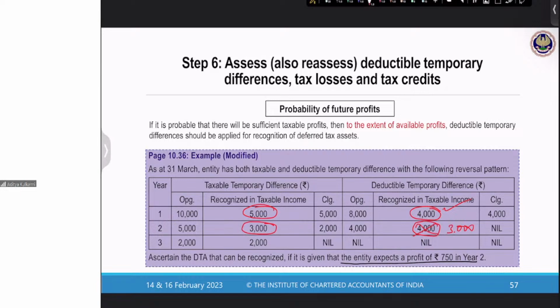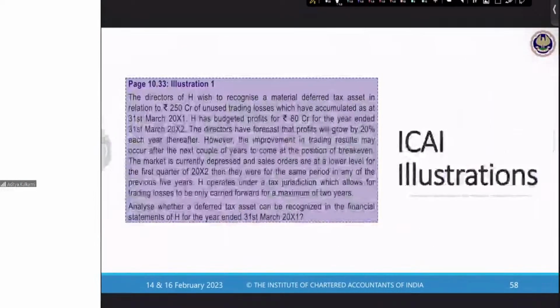But wait a minute, sir. You are also expecting a profit of 750 in year 2. So what is it that I'm going to recognize? 4,000 plus 3,000 plus 750. 7,750 is the deductible temporary difference on which you will be recognizing the DTA. So DTD multiplied by the tax rate will give you the DTA that will be recognized. Is it okay? Have you understood, everyone? Yes. So this part is done for you. Yes. All right.